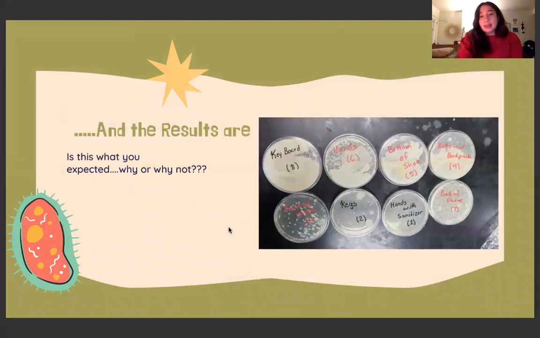And so you will see that the cleanest object was your hands with hand sanitizer. And then the second was your keys, and then the front of your phone as third. The fourth is going to be the bottom of the backpack. The fifth is going to be the bottom of your shoe. The sixth one is going to be your hands. The seventh one is going to be the back of your phone. And then the dirtiest one is going to be the keyboard.